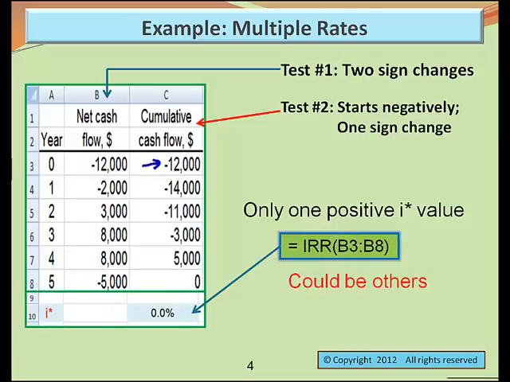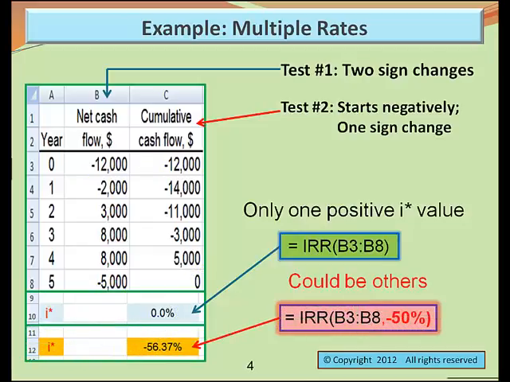First, use the IRR function for the range of cells from B3 to B8, that is minus 12,000 to minus 5,000 in cash flow, and we get a value of I* equals 0%. Of course, this is correct, since the last of the cumulative series is 0. This indicates that the investment is recovered with no positive return. Are there other real number values that should be considered? Yes, there is another root.